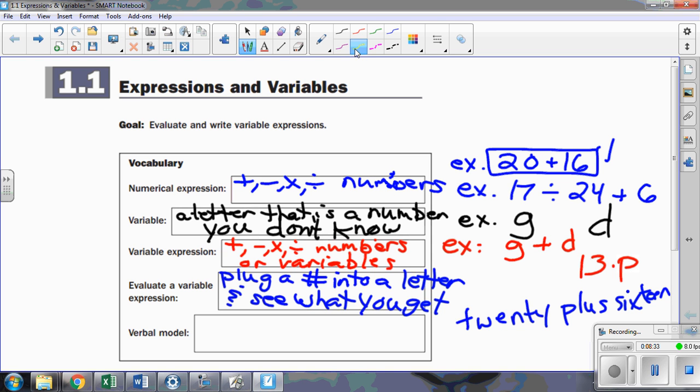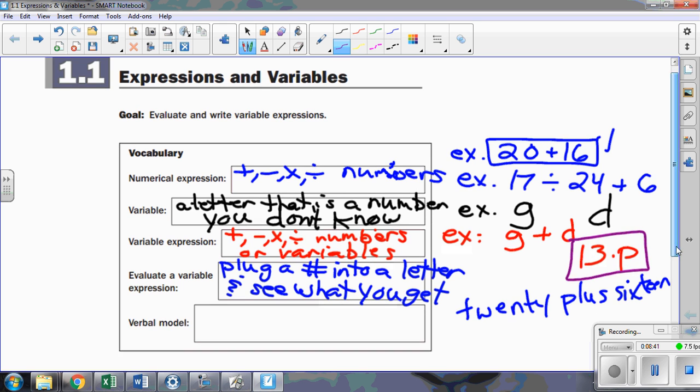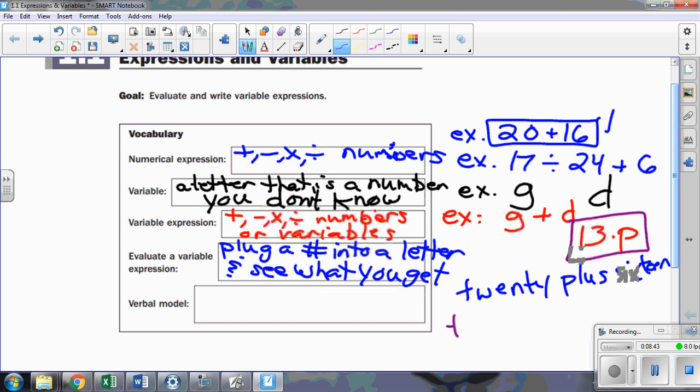Take this one for me, Brianna. Read that one. 13 times P. So all we'd have to then note is a verbal model, 13 times P. That's a verbal model. You're just writing out with words the stuff that you see written in math.